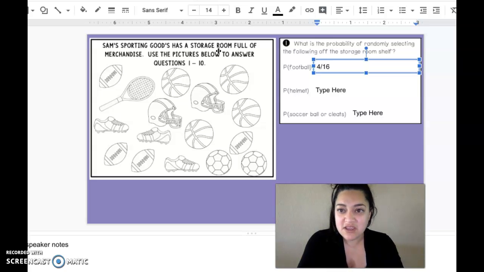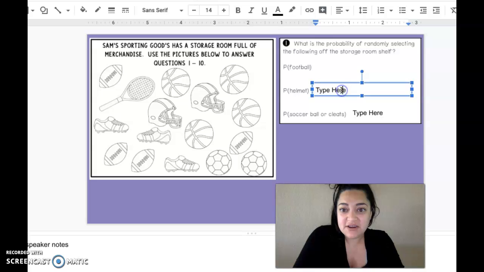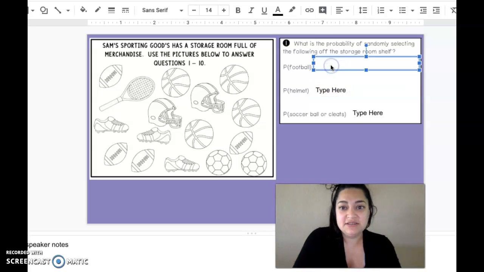4/16 is the probability that you would catch a football or grab a football. That can be simplified. So you can erase that and show me the simplification, or you can just put equals 1/4, which is 4/16 simplified. I just divided the top and the bottom by the same number to get that. So that's how we do that one.